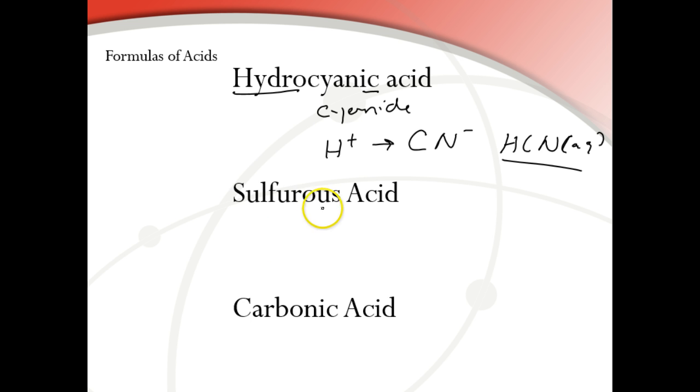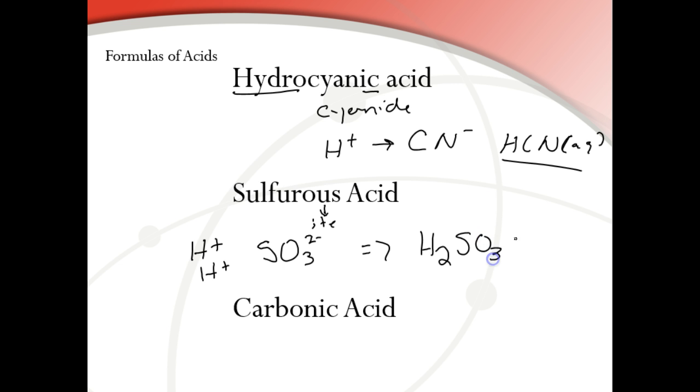Sulfurous acid. The OUS came from ITE, which means our anion is sulfite. SO3 carries a 2 minus charge, so that means we're going to need 2 hydrogens, a positive and a positive to cancel out that 2 negative. And so what we'll get there is H2SO3, and don't forget the AQ, sulfurous acid.